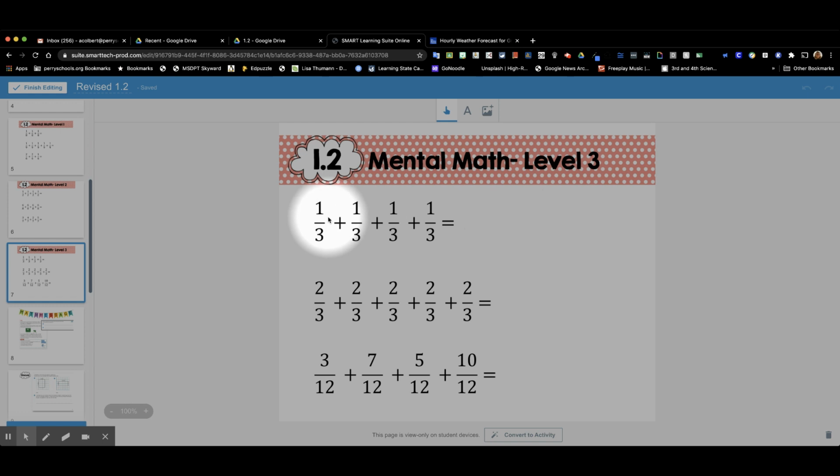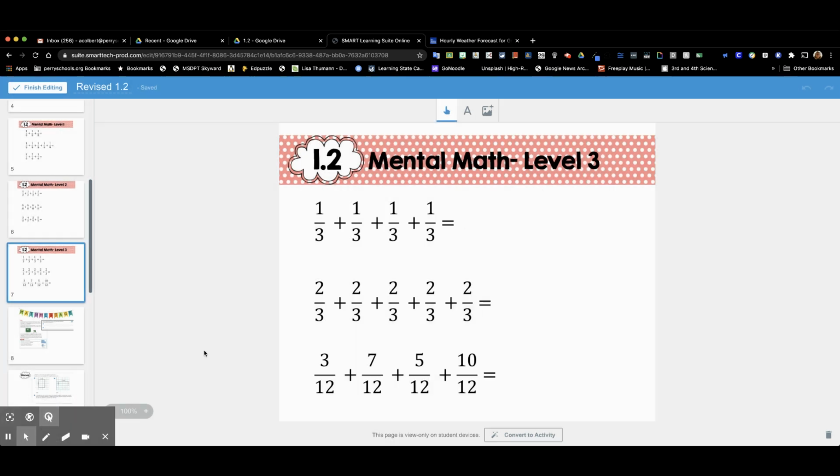Okay, so now we're moving on to the final one. This is level 3. We've got 1/3 plus 1/3 plus 1/3, 2/3 plus 2/3 plus 2/3 plus 2/3 plus 2/3, 3/12 plus 7/12 plus 5/12 plus 10/12. Go ahead, pause it, we'll check it.